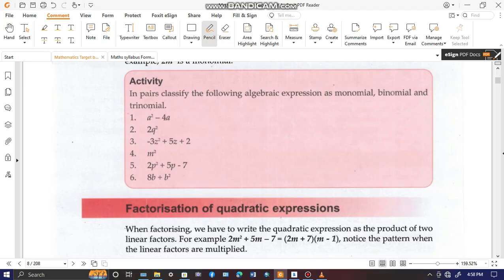In the first expression, you have a squared minus 4a. The number of terms is 1, 2. So this one is a quadratic binomial. This one is a binomial. In the second expression, number 2, you only have one term. Since there's only one term, this one is a monomial.